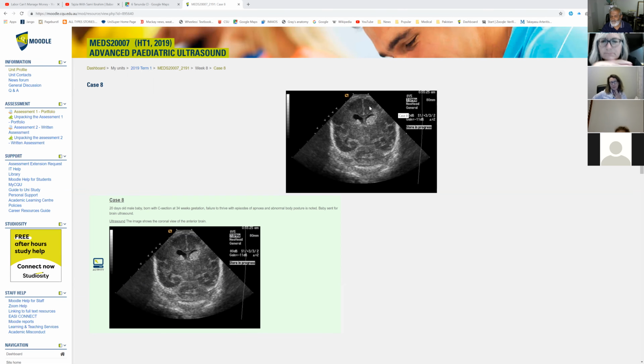So on the left side, it is grade 4. On the right side it is grade 3. Grade 4 has worse prognosis. 3 has better. 2 is better than that. 1 is better than that.